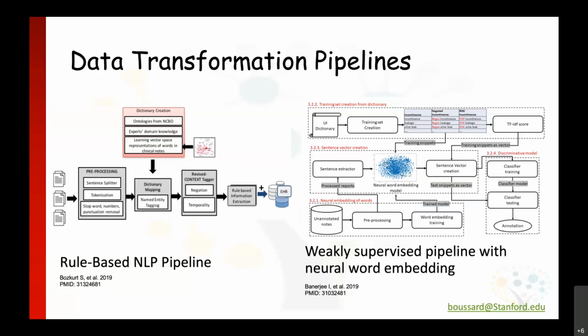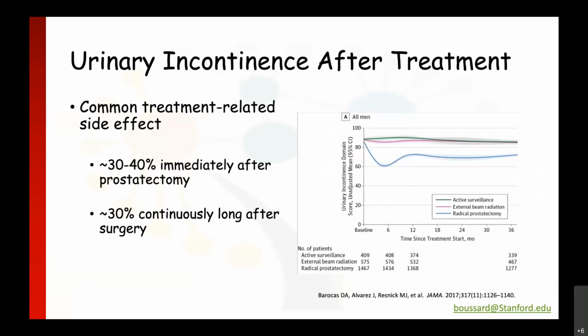We also use a weakly supervised pipeline using neural word embedding, where a weighted function of neural word embeddings is used to create a sentence vector representation of the words we want to extract from the text. And then these sentence vectors are used as input for a multinomial logistic model, where the output is either the presence or absence of a symptom or side effect we're looking for. And then these classifiers are used to train a model.